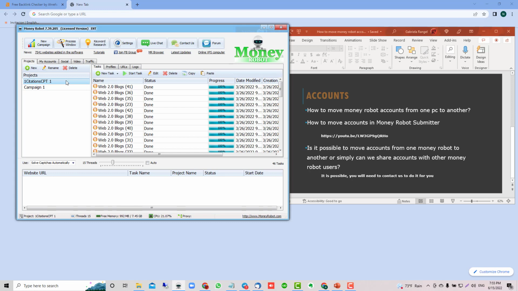We are sharing accounts because you are creating a new category or reusing the category from those accounts. You are working with those accounts in the same Money Robot license, but you are not sharing the campaigns. Whatever campaigns you are doing in PC1 are going to be in PC1, and whatever you are doing in PC2 is going to be in PC2. That's the difference.